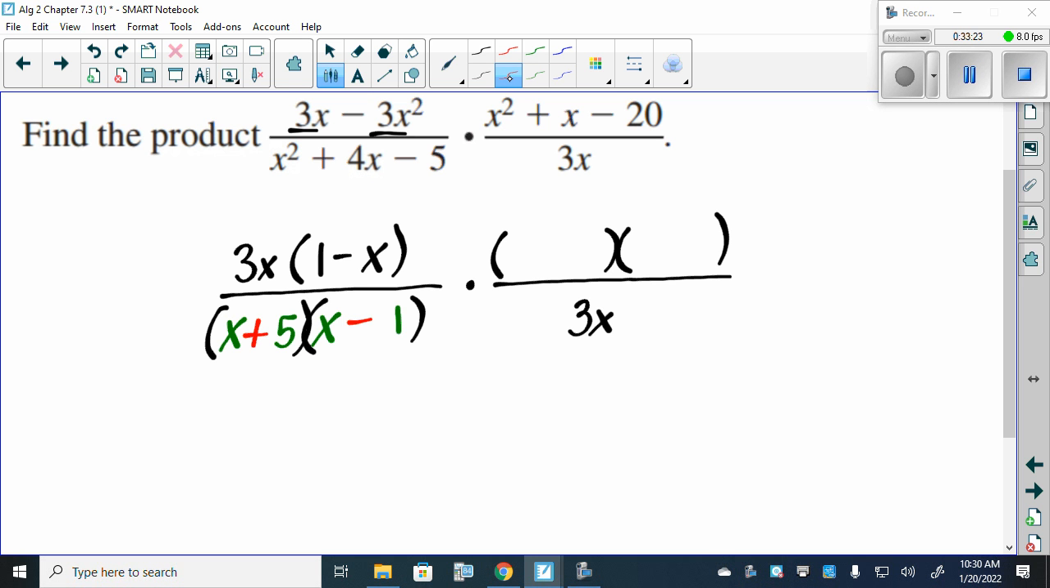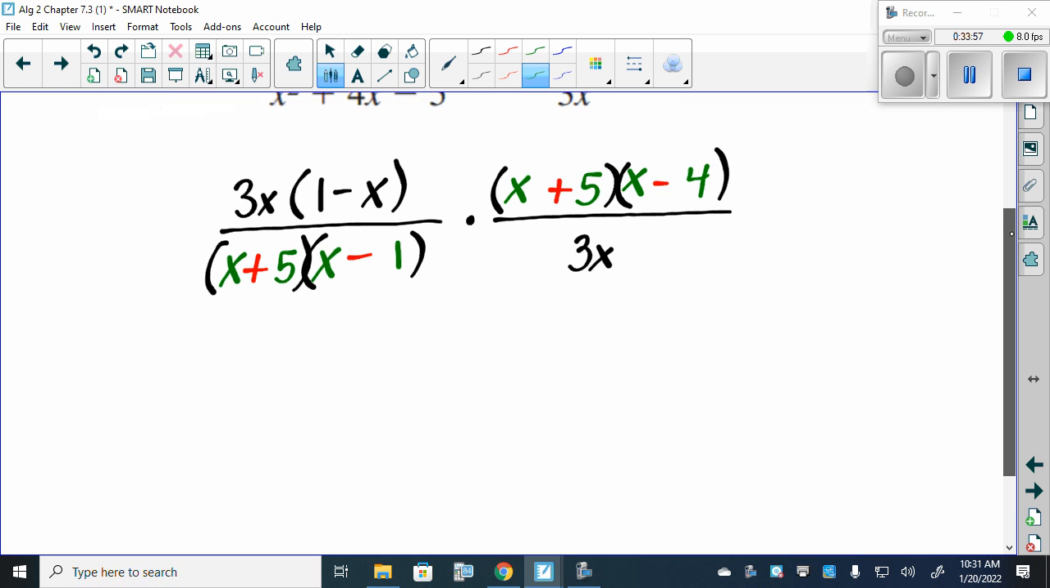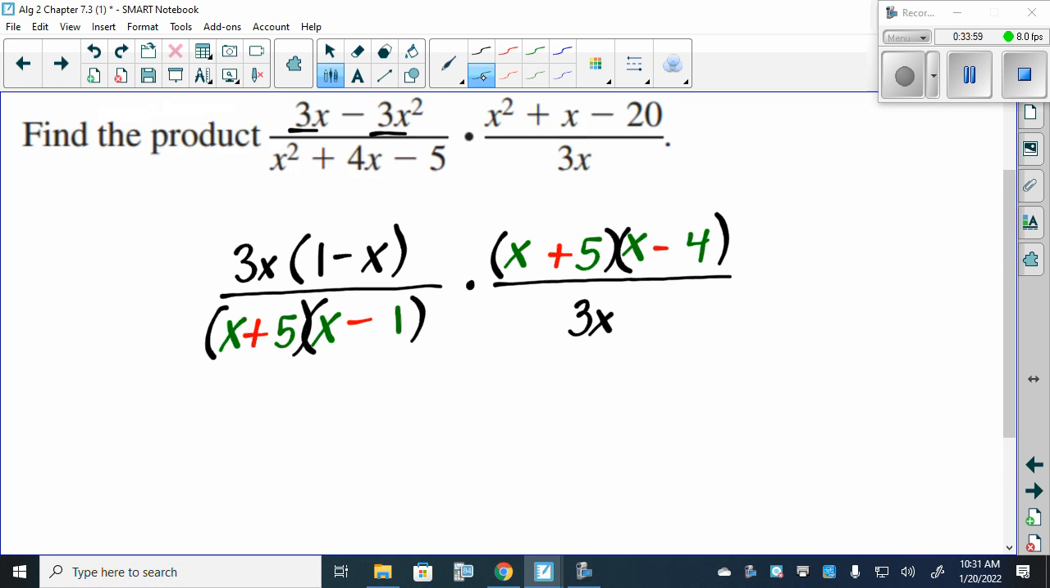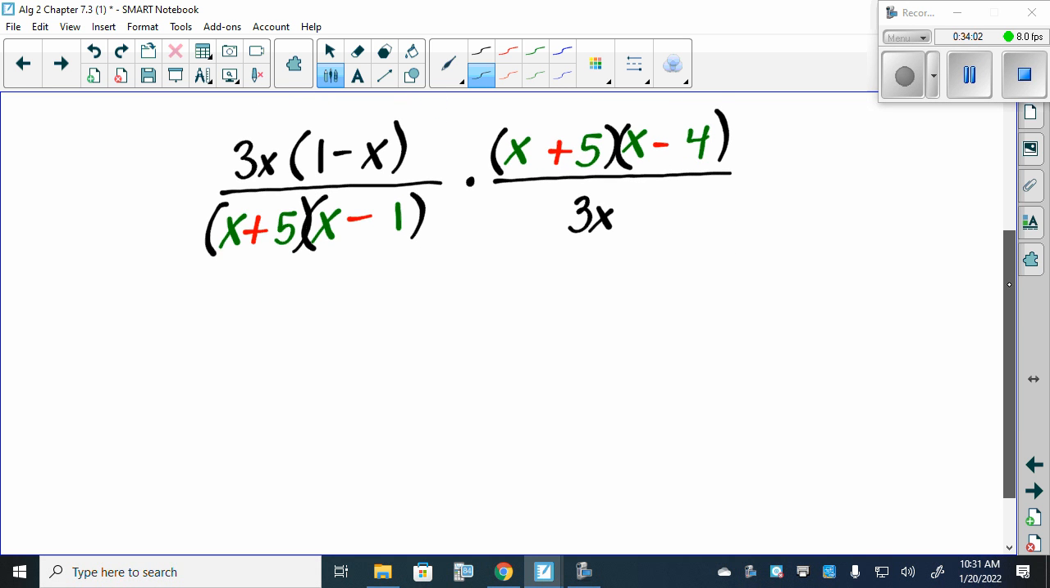Now we need to factor the other one, x squared plus x minus 20. Well, the signs are going to be opposite, since 20 is negative. The factors of x squared are x and x. Do we want the 5 to be positive or negative? Positive. And that actually is the correct set of factors. Any questions on this here before we multiply them together?